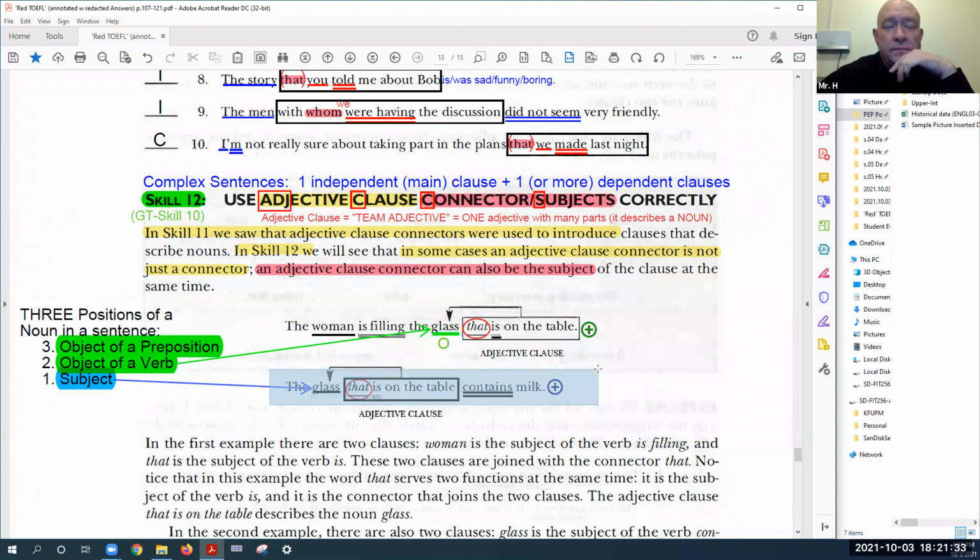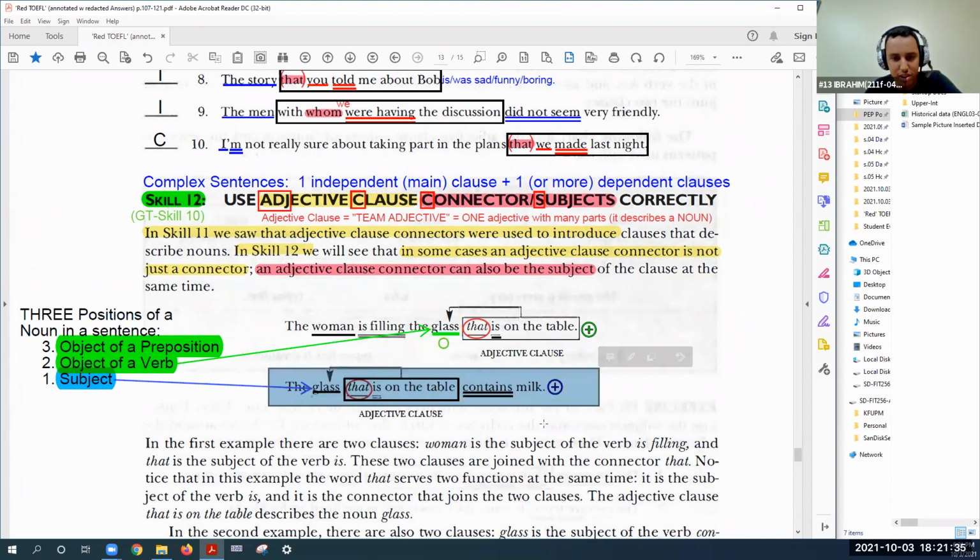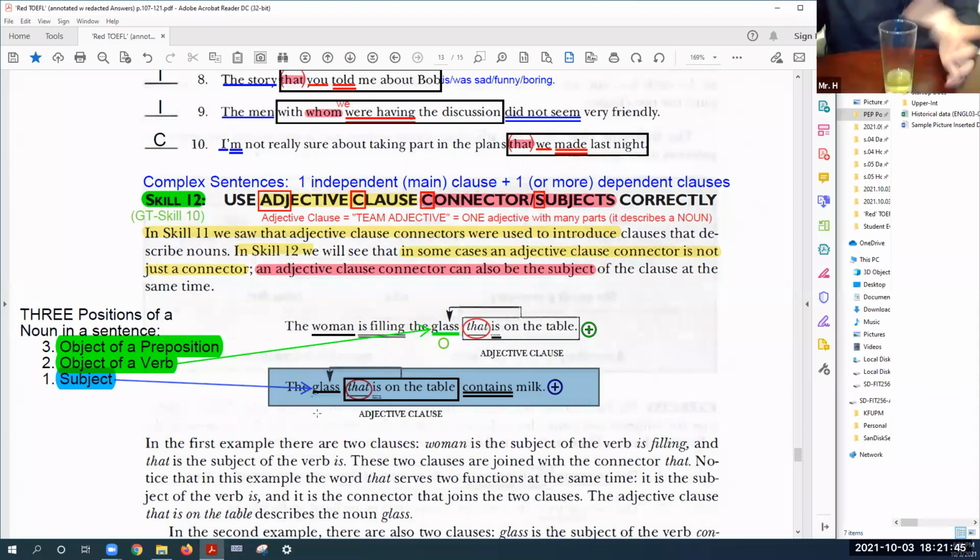The glass that is on the table contains milk. Actually, it contains juice or some kind of orange drink. But it contains orange drink. The glass that is on the table.